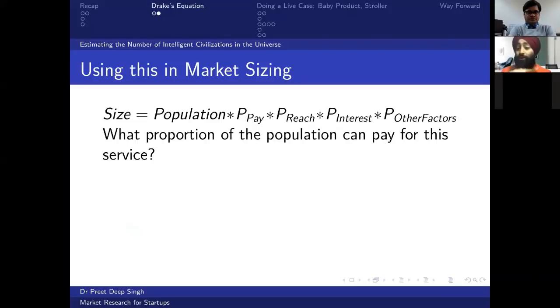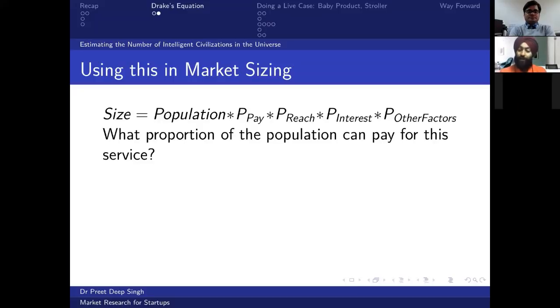Now this population is going to be determined by your strategy, by your product, right? It could be the population of the world, population of India, population of Delhi, population of Najafgarh, population of, let's say, B block in Najafgarh, right? So we need to see what you are selling, right? The proportion of people who can pay for this, the proportion of people whom we can reach, the proportion of people who would be interested, and of course, accounting for other factors.